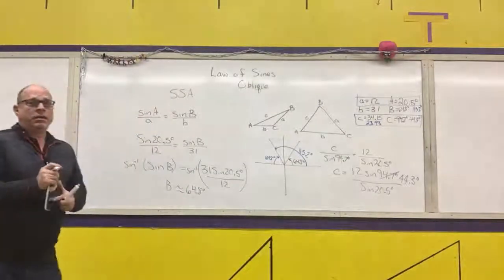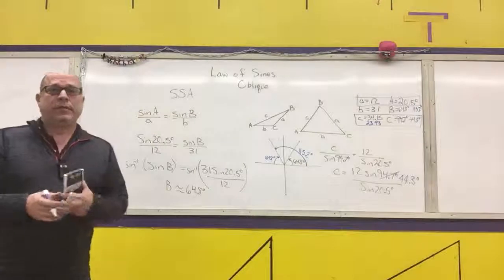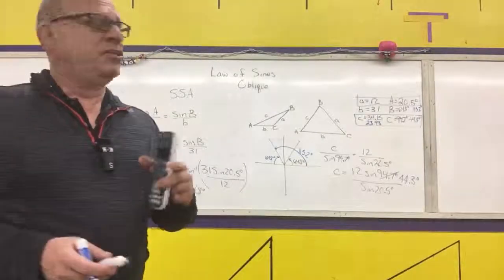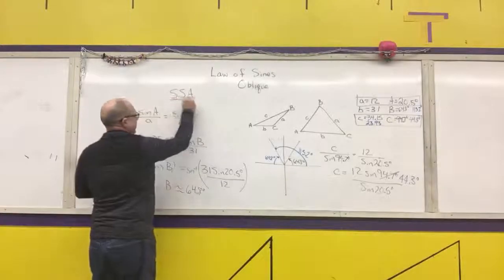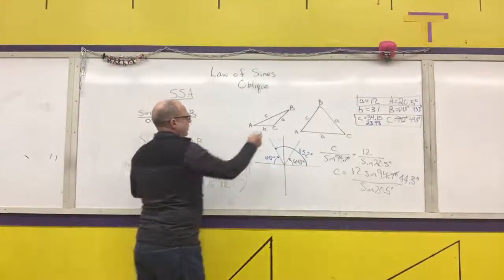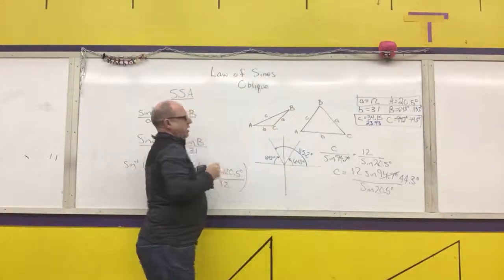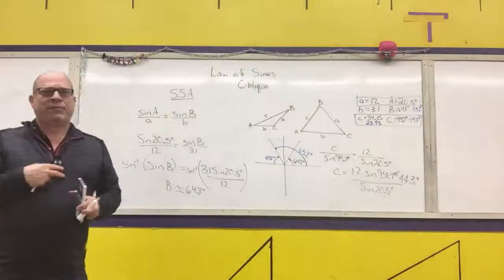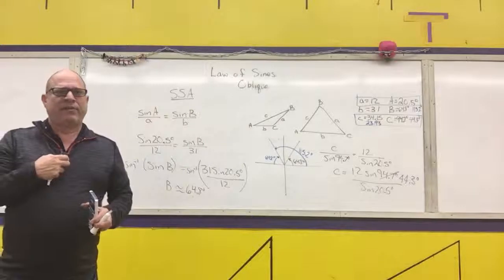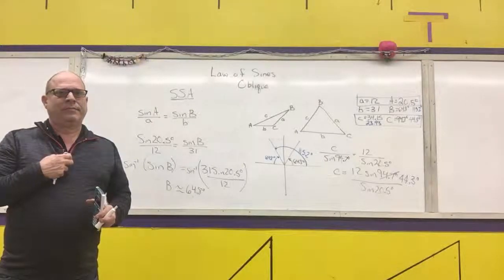So the only time that you're going to need to worry about there being two angles is if they give you two sides and the non-included angle. Okay? So that's the first example. I'm going to pause, erase the board, switch my microphone, and get you a second example.